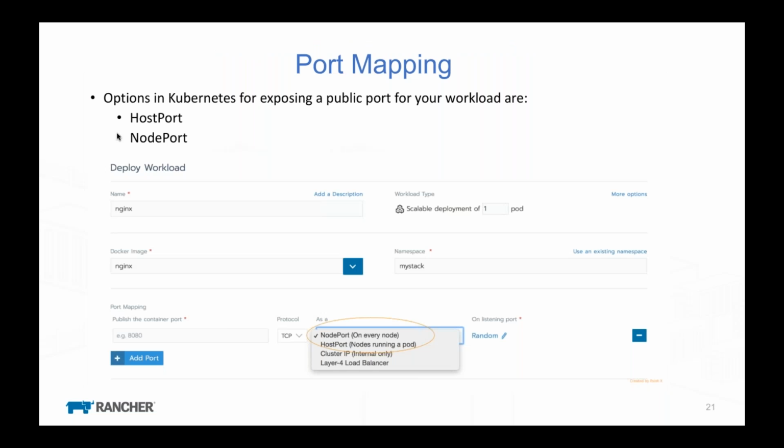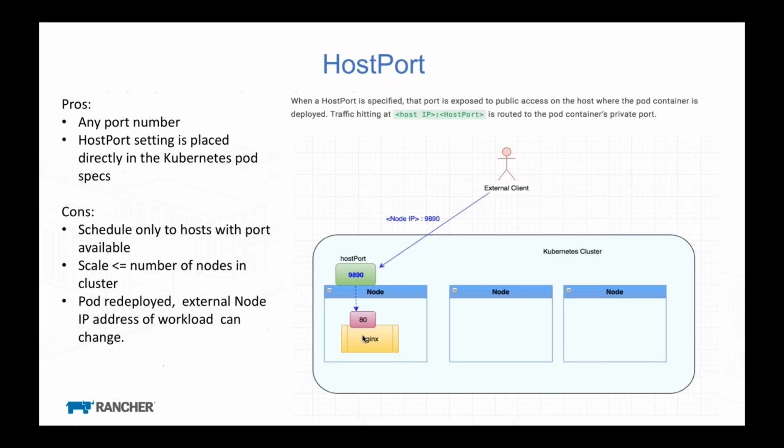For port mapping, we have two options in Kubernetes. Either you can use host port or you can use node port. If you're using the Rancher 2.0 UI, while you are deploying a workload, the UI provides a port mapping section, and in there you can specify whether you want to use a node port or a host port. This is very similar to the port mapping section that Rancher 1.6 provided.